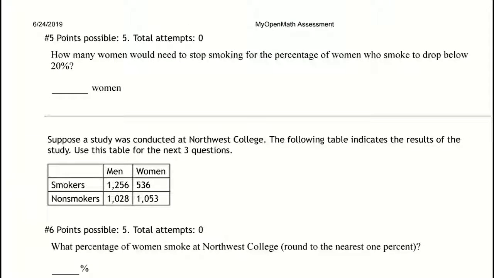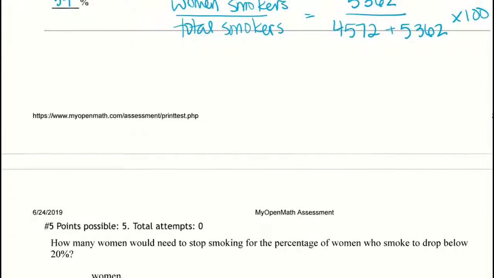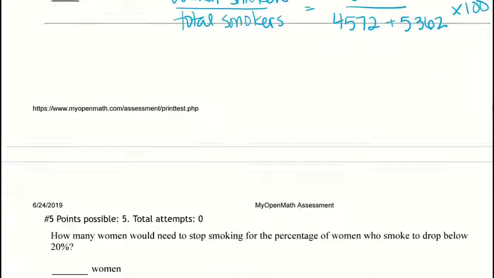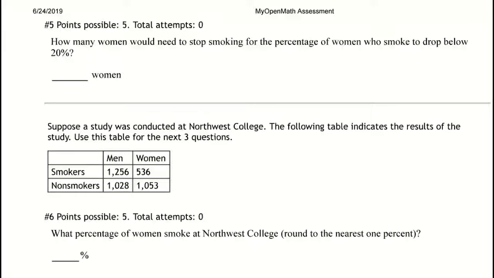So number 5 says how many women need to stop smoking in order to drop to 20%. So we need to know our percentages. And we're looking at percentage of women, so that was 0.2. Well, actually, it's 0.296.